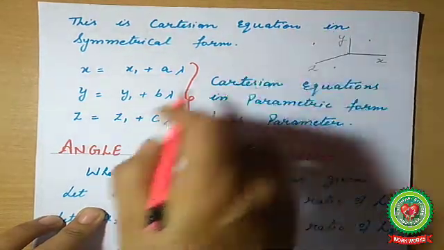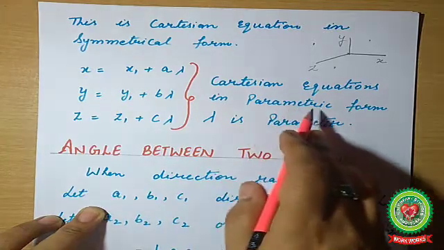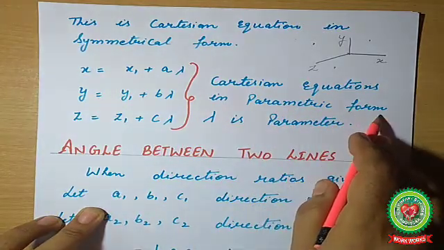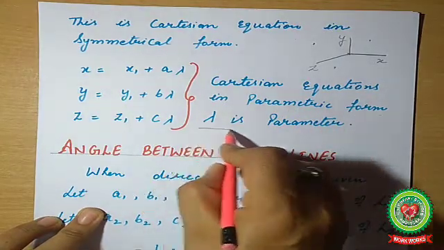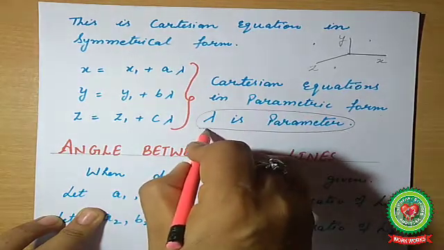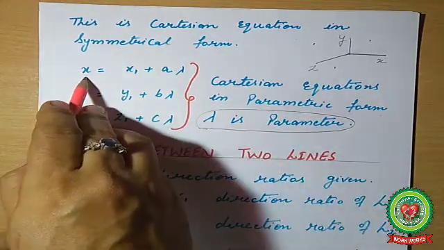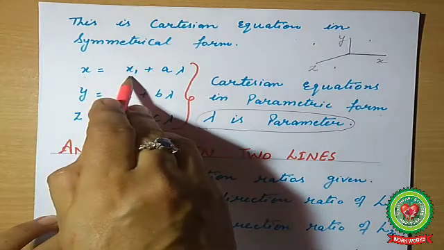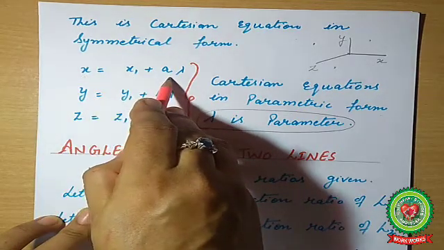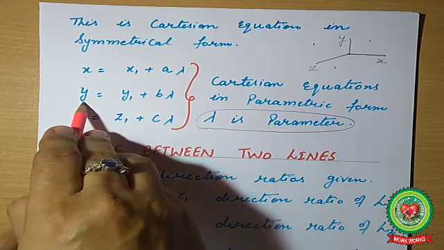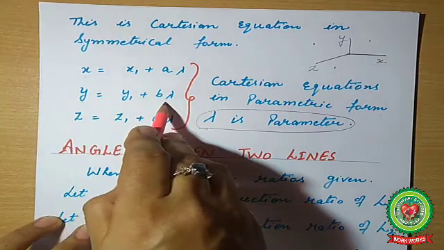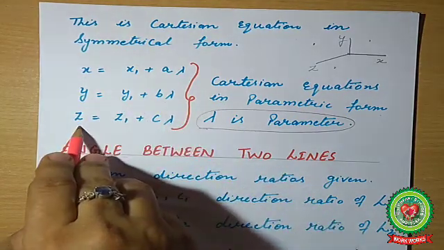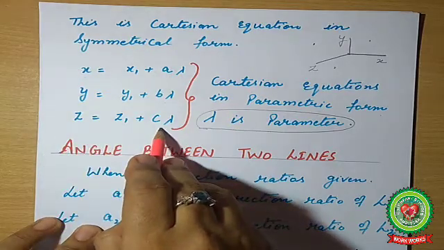That means this is called the symmetrical form. Now, if we want to find its parametric form, then we again take lambda as a parameter. Now, what is the point? The equation for the x coordinate will be x equals x1 plus a lambda. For y it will be y equals y1 plus b lambda. For z it will be z equals z1 plus c lambda.